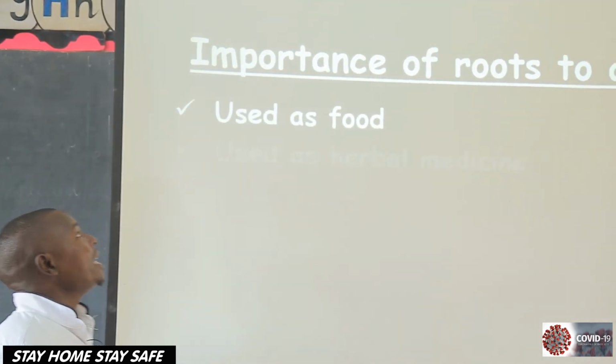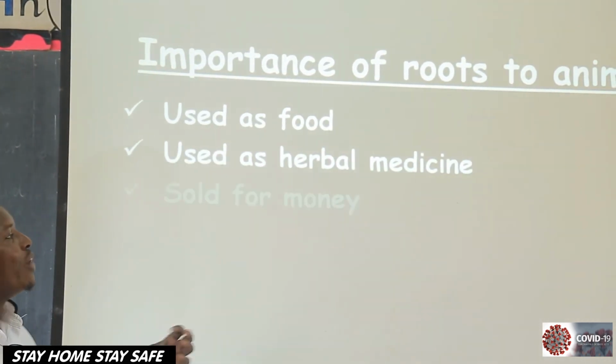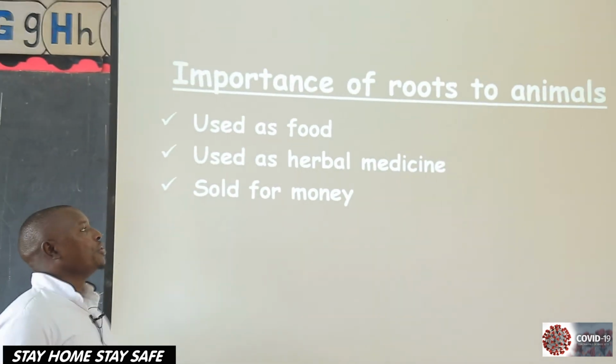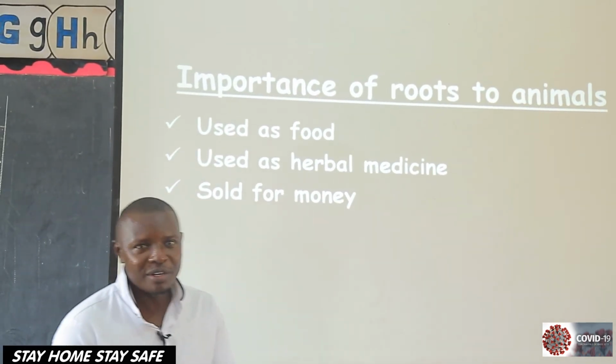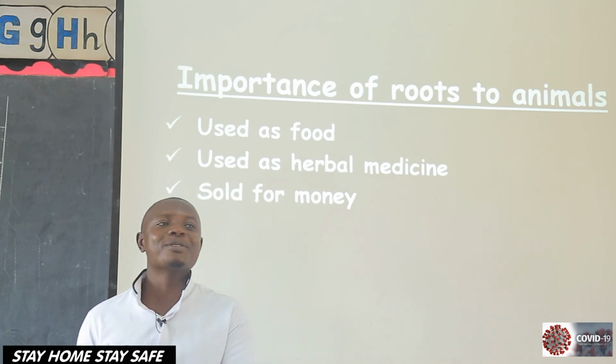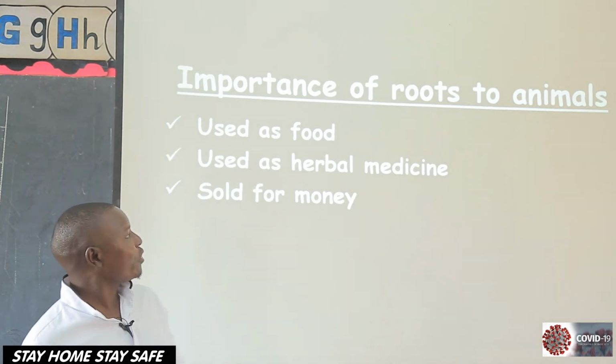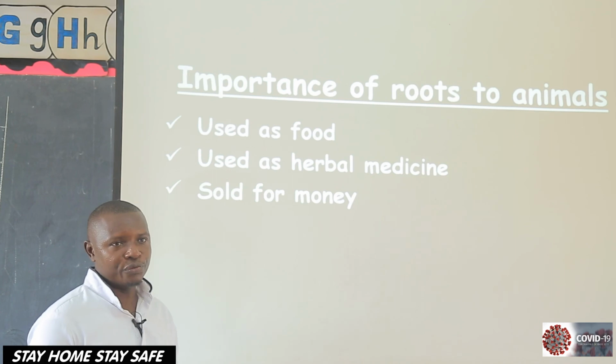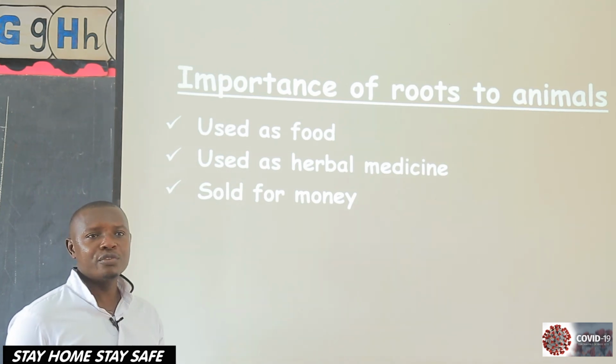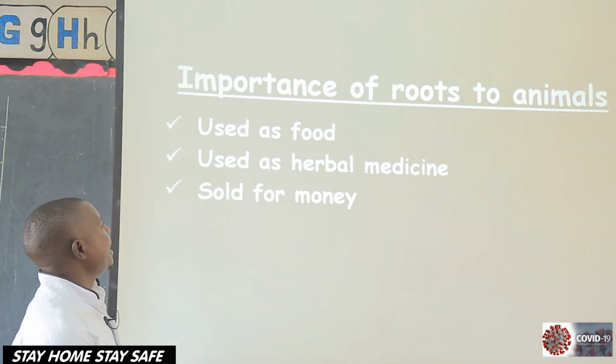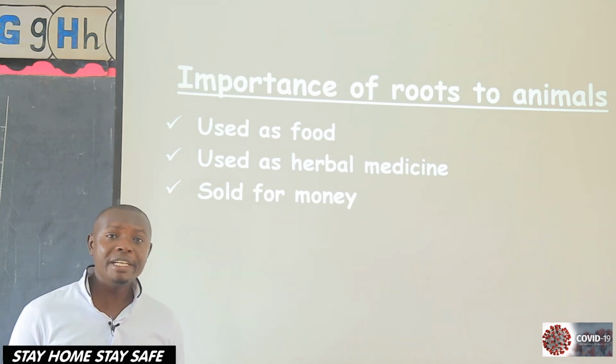Now, how are these roots useful to animals? I'm going to put even us people. When we talk about animals, don't forget that we are also animals. So roots are a source of food. You can eat food from roots. Then they can be used as herbal medicine.